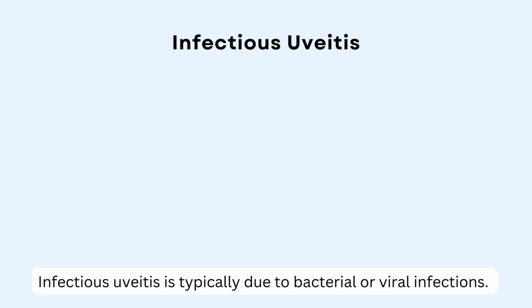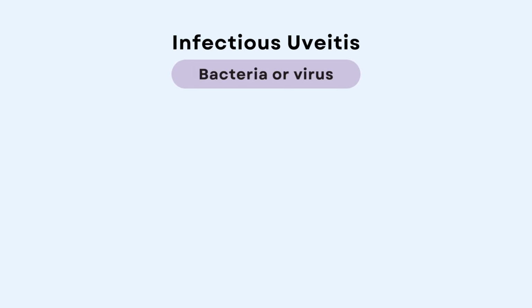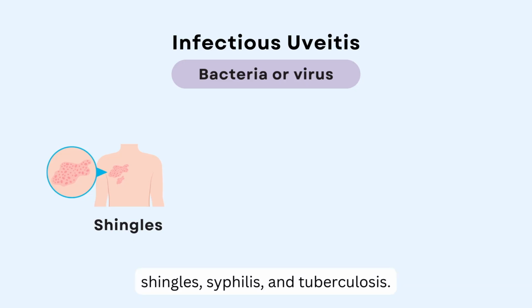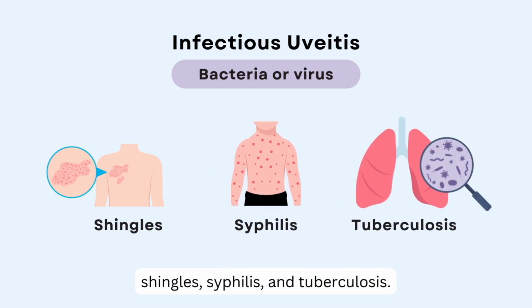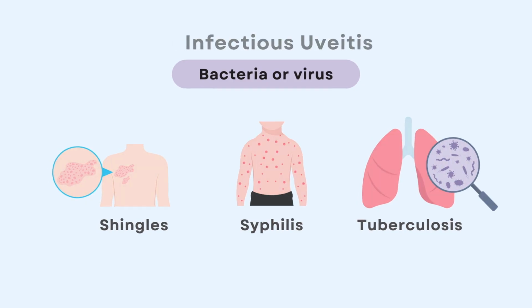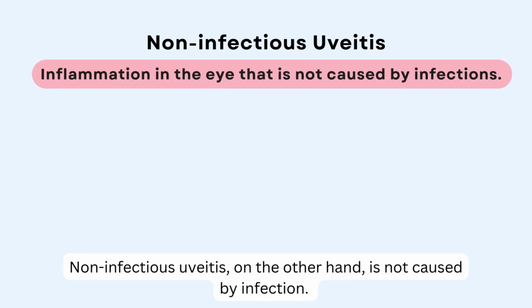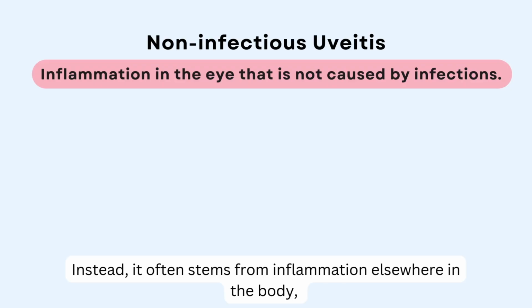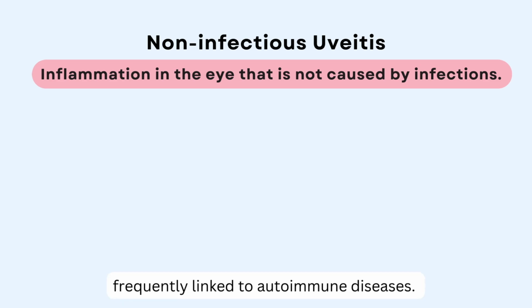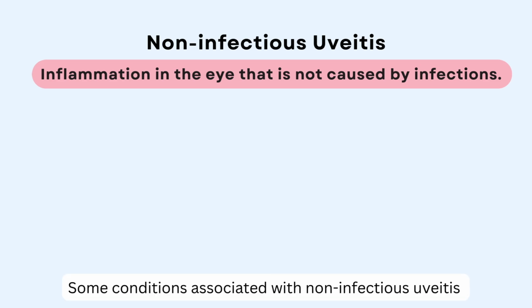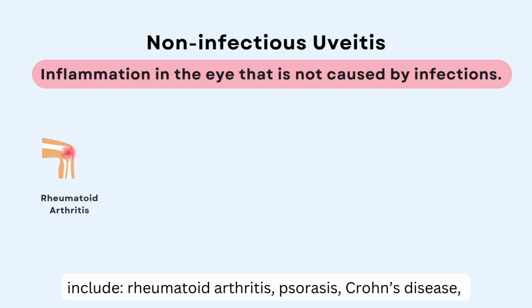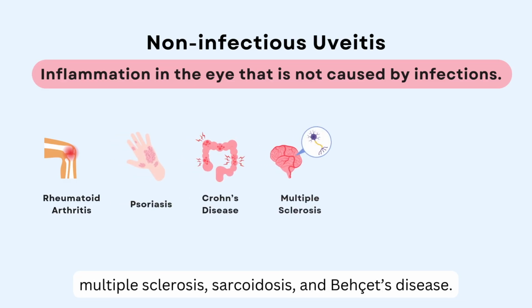Infectious uveitis is typically due to bacterial or viral infections. Common examples include shingles, syphilis, and tuberculosis. Non-infectious uveitis, on the other hand, is not caused by infection. Instead, it often stems from inflammation elsewhere in the body, frequently linked to autoimmune diseases. Some conditions associated with non-infectious uveitis include rheumatoid arthritis, psoriasis, Crohn's disease, multiple sclerosis, sarcoidosis, and Behçet's disease.